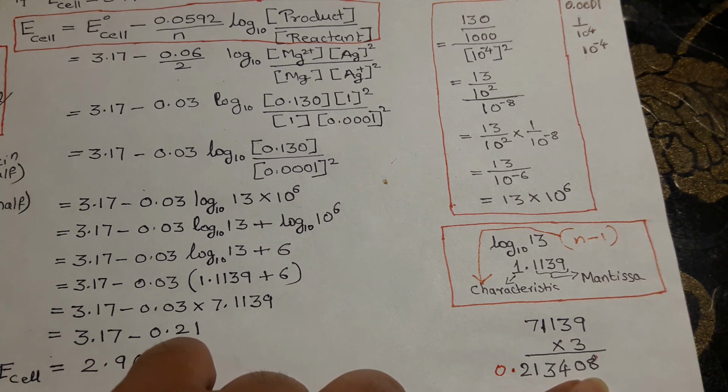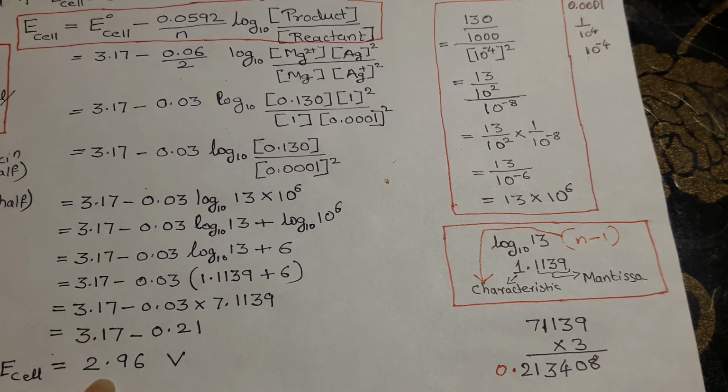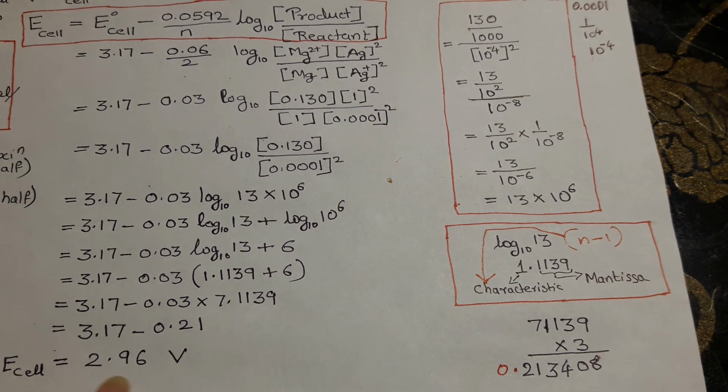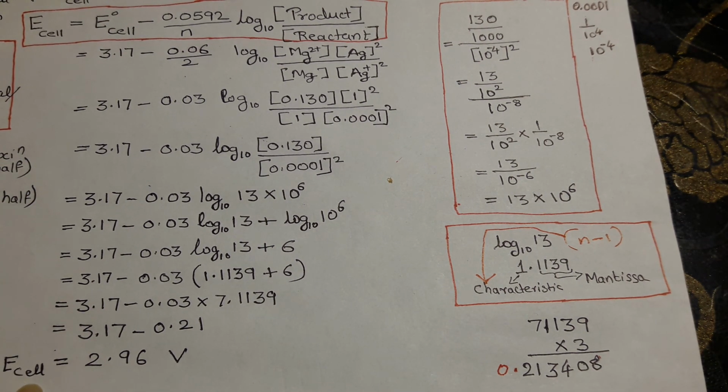Don't take the entire numbers. Only take the initial 2 or 3 numbers. So we are taking here 0.21. Subtract them and we get the final answer as 2.96 volt. So the cell potential E cell is 2.96 volt for the given reaction.